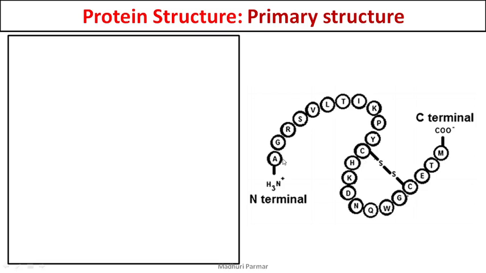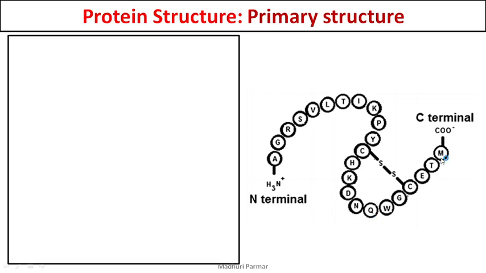So this is called its primary structure. It will have an N terminal, the amino acid which is first. It will have the NH3 plus group, which is free. So this will be its N terminal, nitrogen terminal. Then there will be a long line of different amino acids connected with each other through peptide bonds.